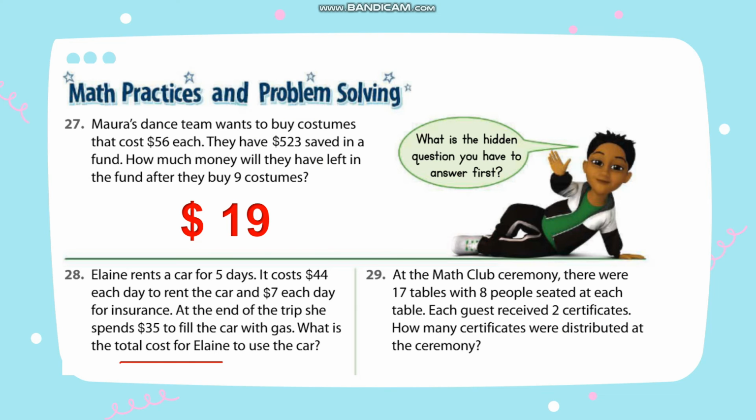So for 5 days, it costs 44 each day. It means 44 multiplied by 5, which is 20. Regroup 2, so 220. Elaine needs to pay 220 for 5 days. But aside from that, she needs to pay $7 each day. So 7 multiplied by 5 is 35. That is for the insurance. So we need to add 35 here.